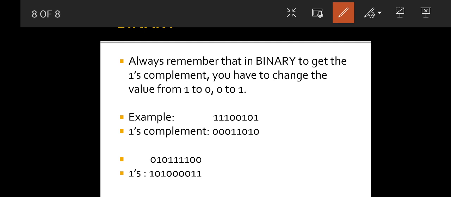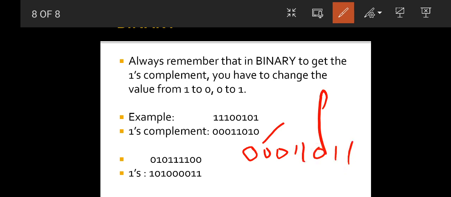So for this example, you have already gotten the first complement by changing from 0 to 1. If you're going to add 1 to this to get the 2's complement, your answer is 0 0 0 1 1 0 1 1 plus 1. So this will serve as your 2's complement.